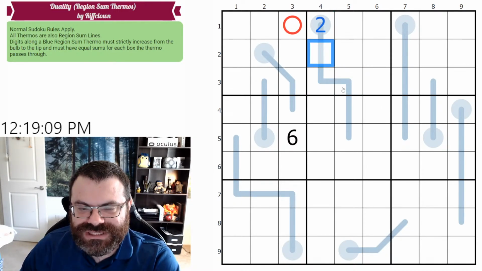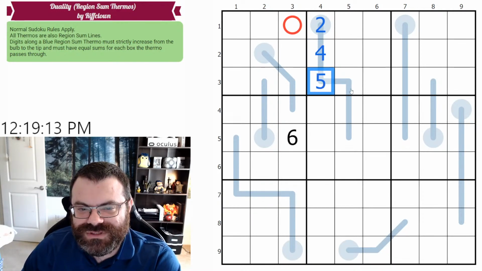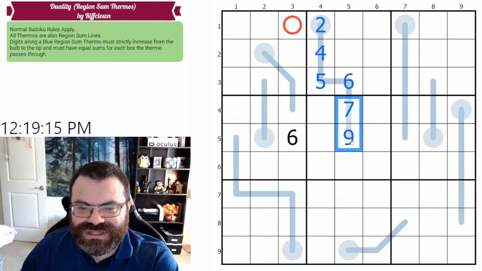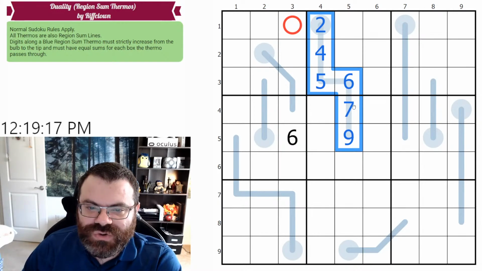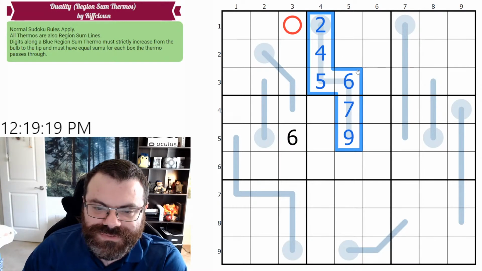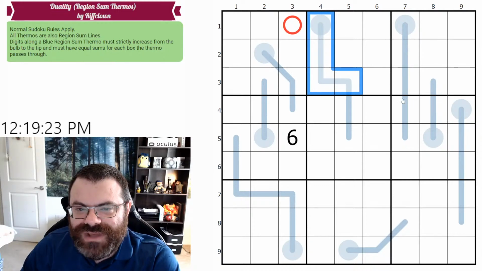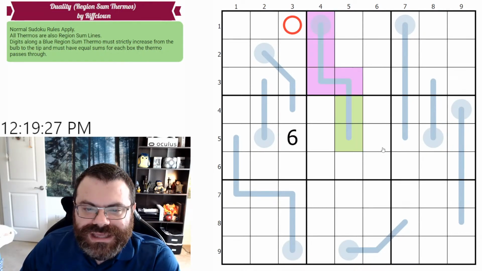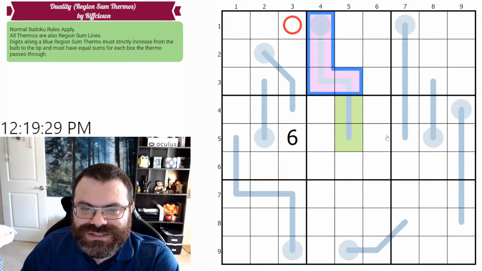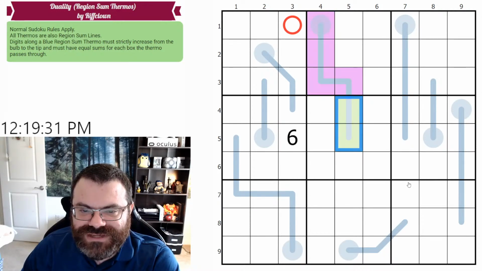So if I put a 2 here, this has to be bigger than 2. We could put, say, 4. This has to be bigger than 4. So we go 5, 6, 7, 9, for example. So that would be a way to fill this thermo if it was just a normal thermo. But in addition to that, for every box the thermo passes through, you take those cells. So let's call those purple and those green. The thermo occupies these cells in box 2 and these cells in box 5.